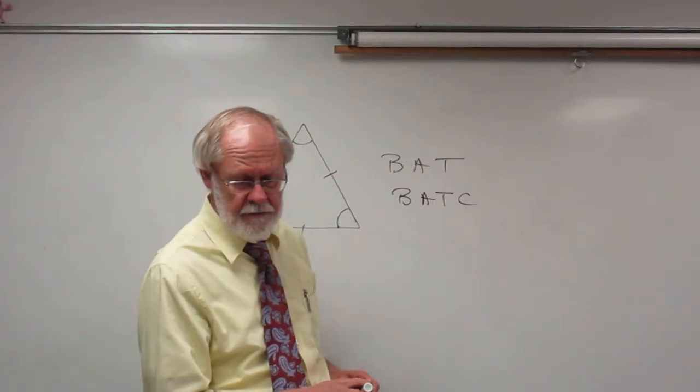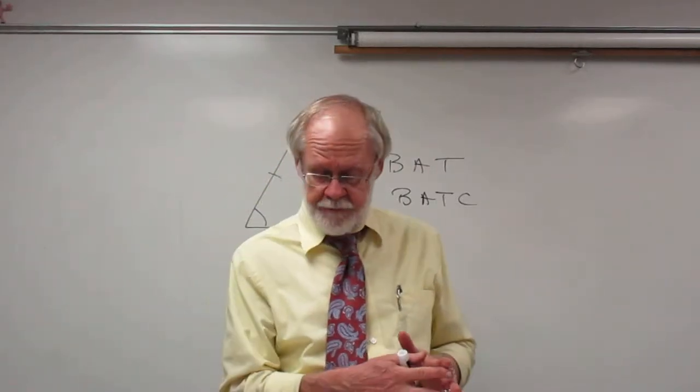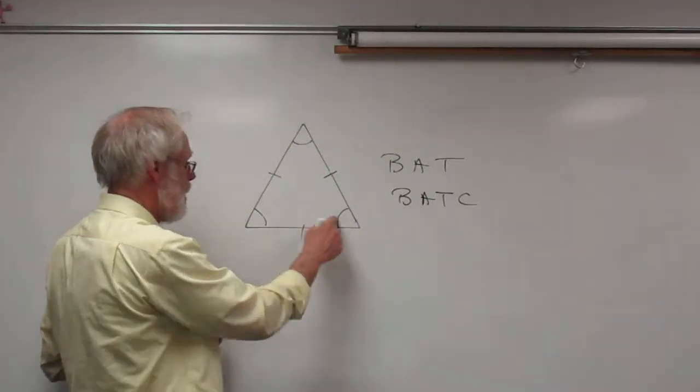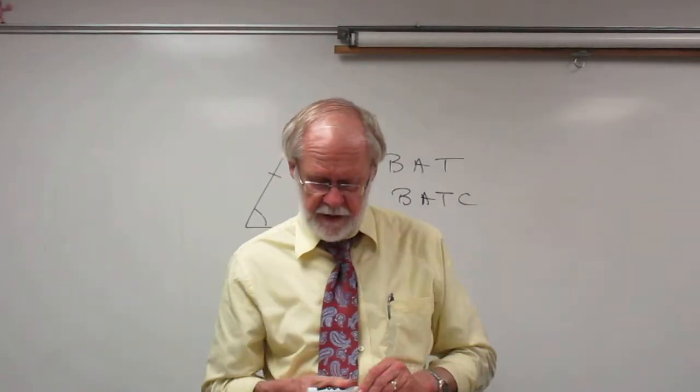The corollary to theorem 4.7 is if a triangle is equiangular, pardon me, then it's equilateral. So if all the angles are the same, then the triangle must be an equilateral triangle with all the sides being the same.